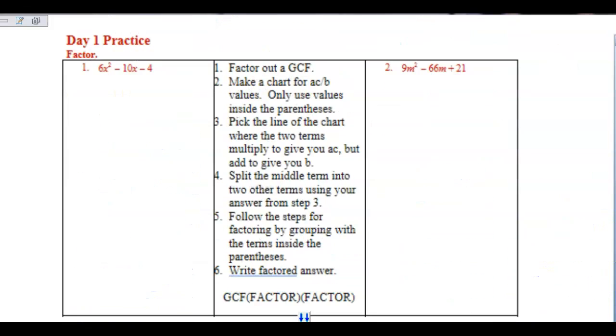Let's practice one. Let's do the practice, day 1, practice 1. I have 6x squared minus 10x minus 4. My greatest common factor is going to be 2. So I'm going to divide each thing by 2.